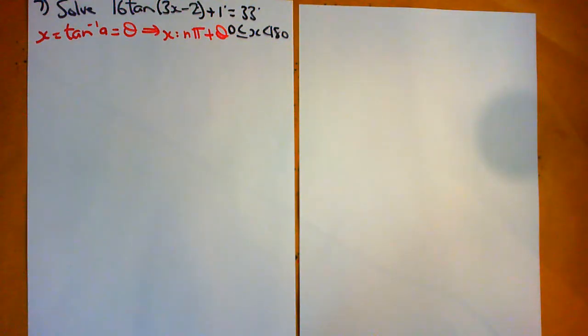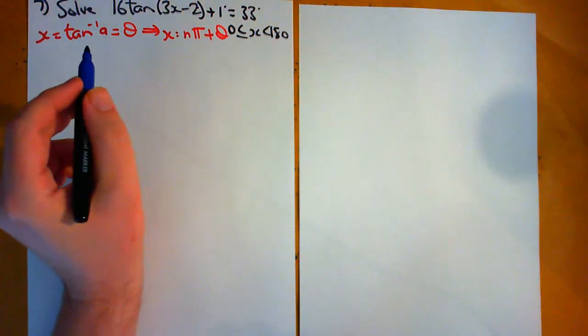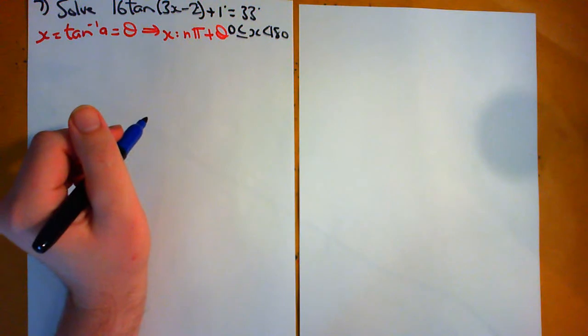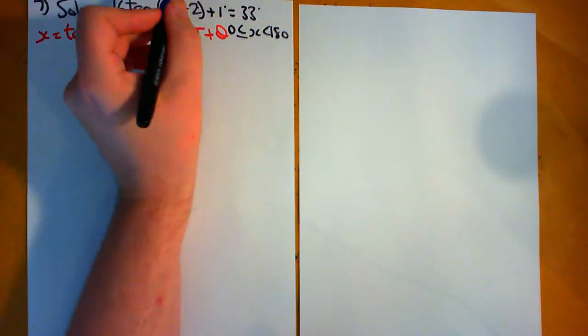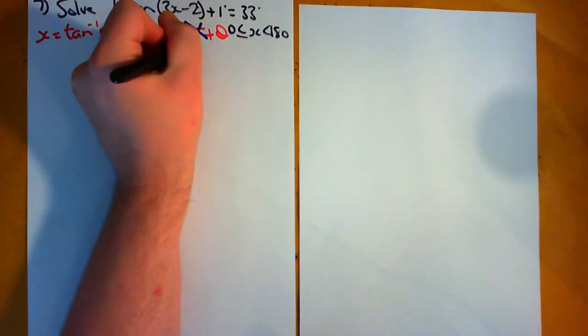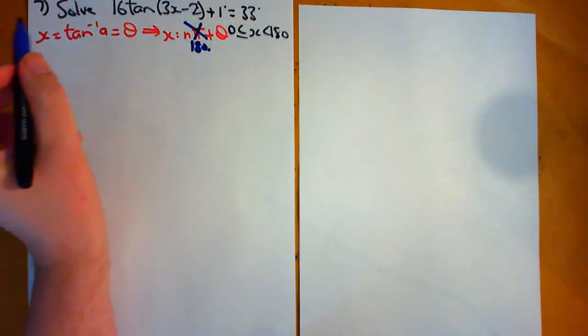Hello viewers, tutorial 8 question 7, and we're solving the trig equation 16 tan(3x - 2) + 1 = 33, and this is in degrees. Okay, so if it's in degrees, then this formula from the formula sheet needs a bit of a modification. Pi is for radians. If we're in degrees, that should be 180.